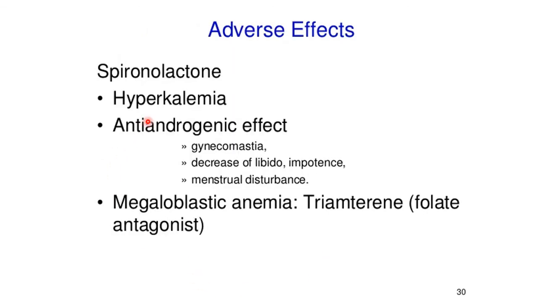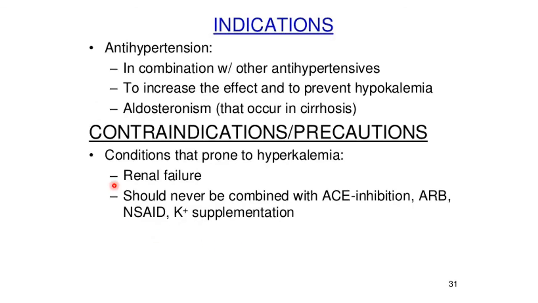Their adverse effects include hyperkalemia, because they preserve potassium. Moreover, aldosterone receptor antagonists have anti-androgenic effects that can lead to gynecomastia, decreased libido, and impotence, and in females, they can cause menstrual disturbances. Triamterene is a folate antagonist. It can cause megaloblastosis. Their indication is as antihypertensives, but in combination with other diuretics, to increase the effect and to prevent hypokalemia.